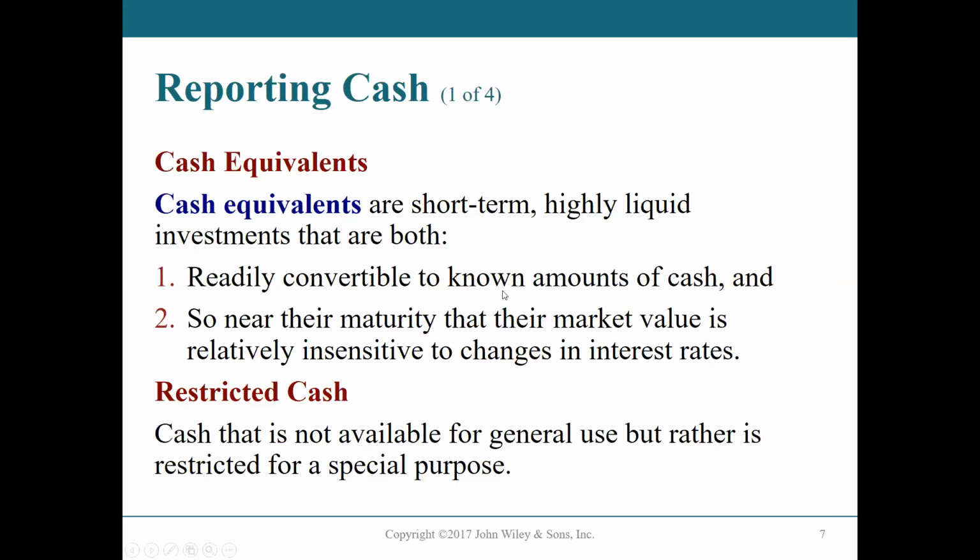So it has to be readily convertible to a known amount of cash. And this is so near their maturity that their market value is relatively insensitive to changes in interest rates. I would just say, instead of worrying about that, just say 90 days. So anything that is mature in 90 days and convertible to a known amount of cash. And by known amount of cash, I mean, you could take any stocks that you had and sell them and get cash for them within 3 or 4 days. So they're highly liquid, but they're not highly liquid for a known amount of cash.